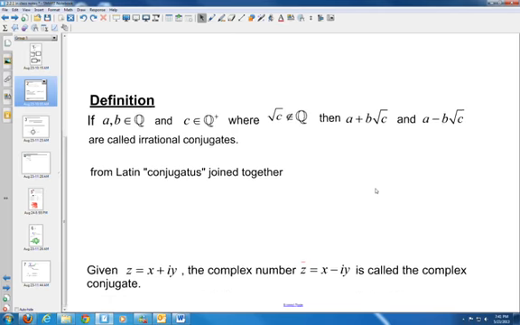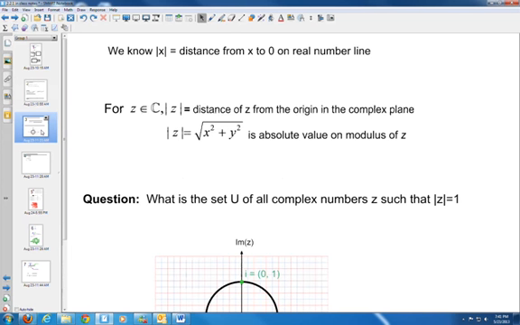Now, from irrational conjugates, we can get something called complex conjugates. Given z equals x plus iy, the complex number z bar equals x minus iy is called the complex conjugate. You'll see why that comes into play as well. It'll of course have something to do with those quadratic equations that we always know.